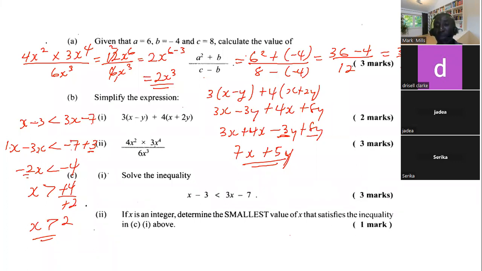So you do it just like you are doing normal solving equation, right? The only thing different here is this: when we are going to divide by a negative number, the inequality sign has to change.